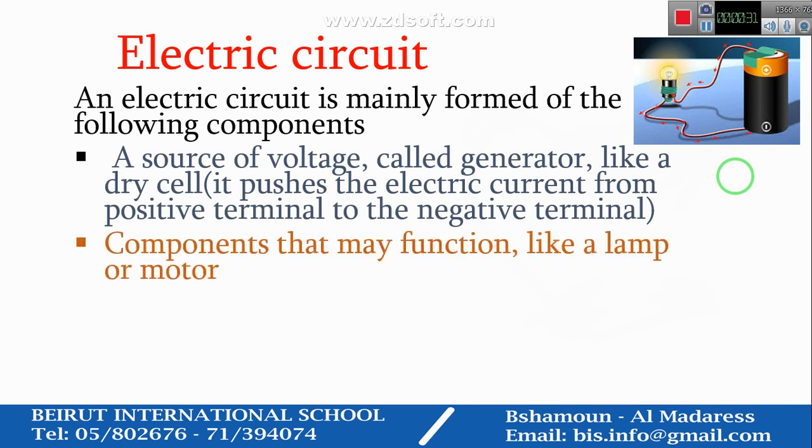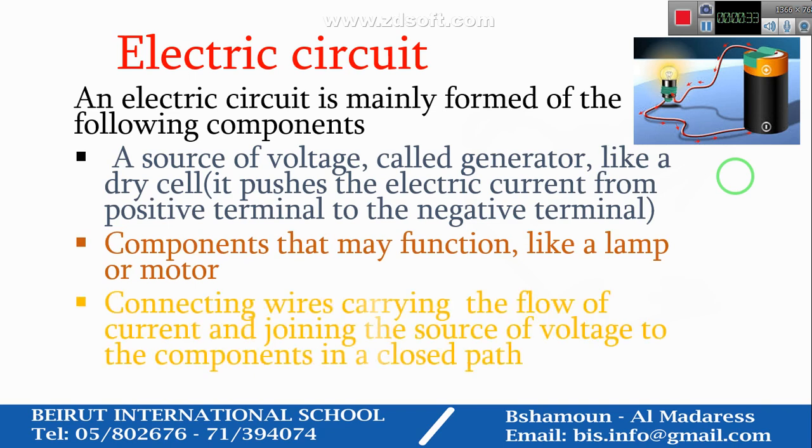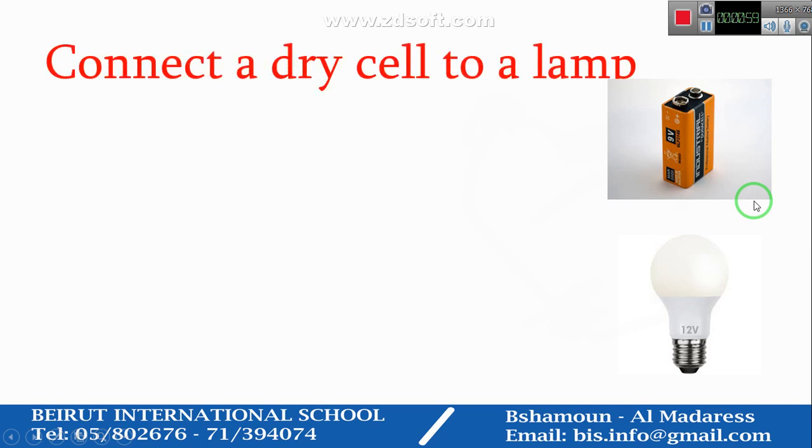A component that may function like a lamp or a motor, connecting wires carrying the flow of the current and joining the source of voltage to the component in a closed path. As shown in the adjacent figure in here, we have a dry cell, the connecting wires joining the lamp with the dry cell. The red arrow in here shows the flow of the electric current from the positive terminal of the lamp into the negative terminal. The connection of a dry cell to a lamp.